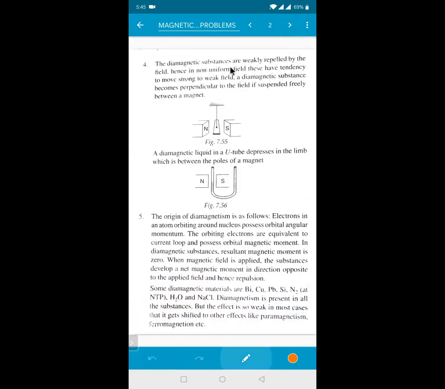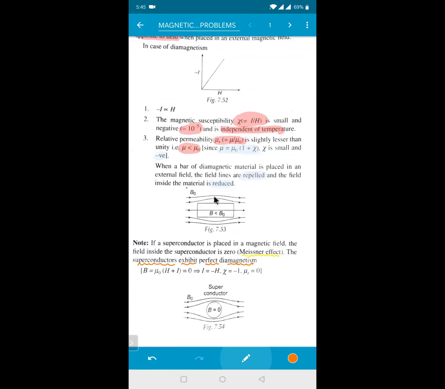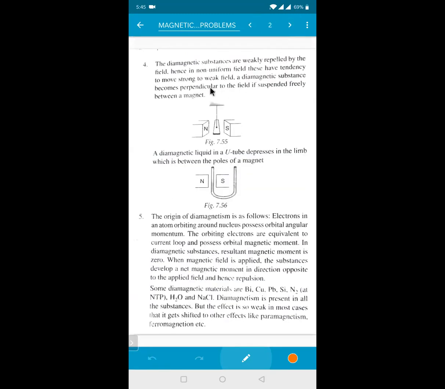Next one. The diamagnetic substances are weakly repelled by the magnetic field. Hence, in a non-uniform field, they have a tendency to move from strong to weak field. Whenever you keep them there, they get repelled, isn't it? So the diamagnetic substances are weakly repelled by a field. Hence, in a non-uniform field, they tend to move from strong to weak field. That means the diamagnetic substance becomes perpendicular to the field if it is suspended between the bar magnet. This is very, very important.